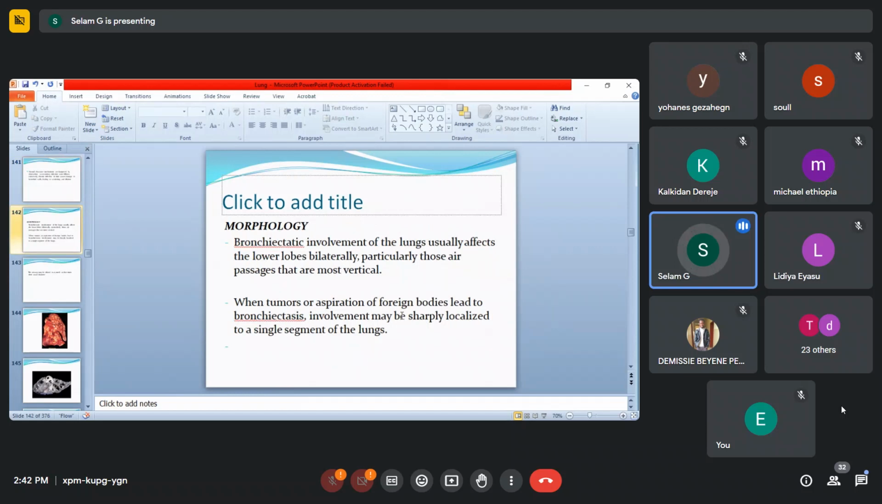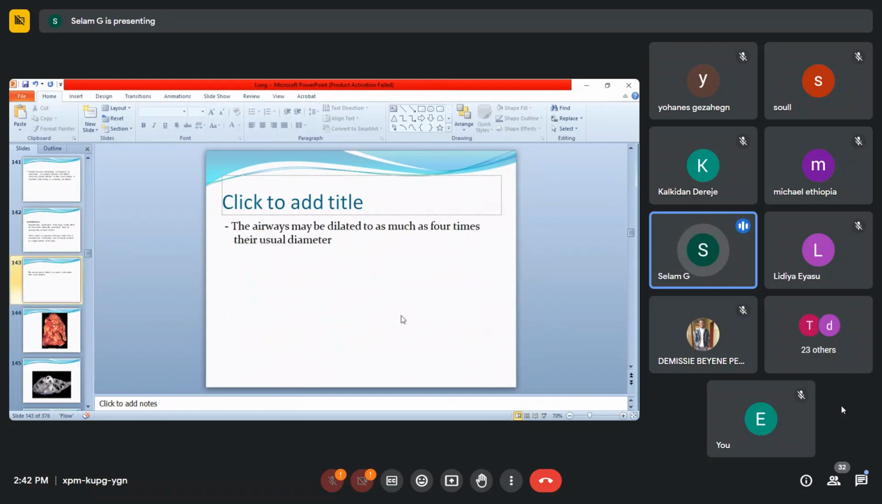Morphology. Bronchiectatic involvement of the lung usually affects the lower lobes bilaterally, particularly those air passages that are most vertical. When tumors or aspiration of a foreign body lead to bronchiectasis, involvement may be sharply localized to a single segment of lung. These airways may be dilated to as much as 4 times their usual diameter.